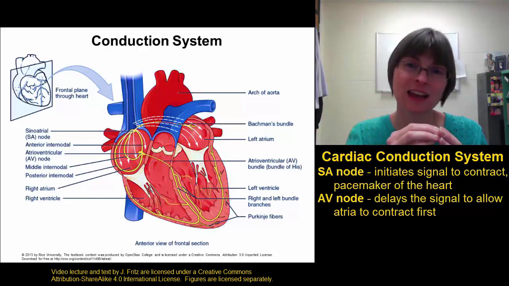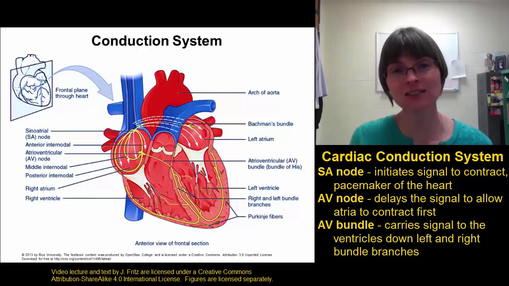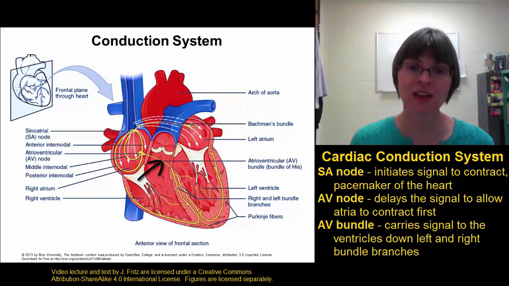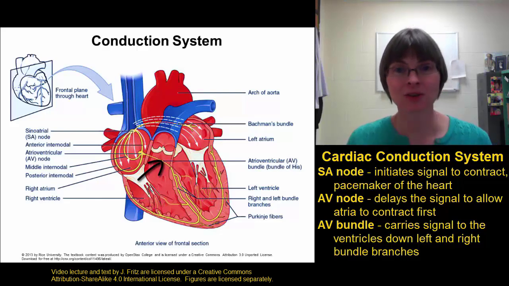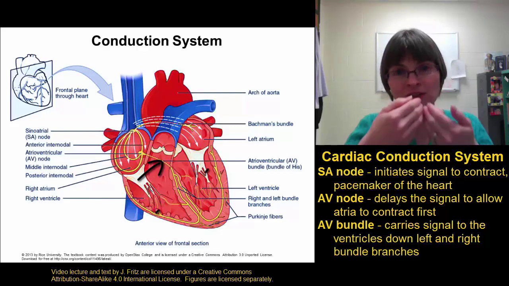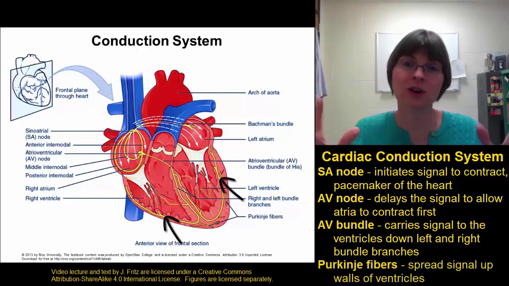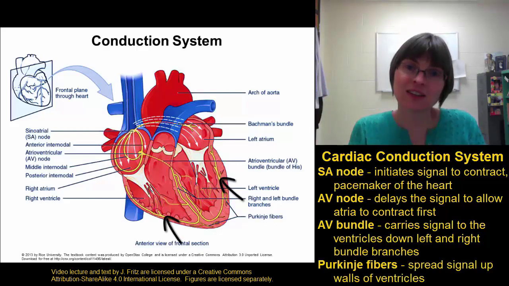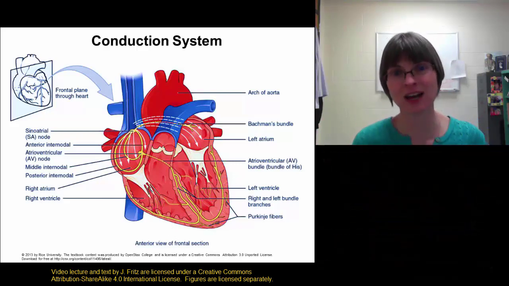Once we've had a little delay in the AV node, then the signal spreads to what we call the AV bundle. The AV bundle are specialized cells that carry the signal to the ventricles, and they are right here, sort of at the top of the interventricular septum. The AV bundle divides into left and right bundle branches that come down the interventricular septum to the apex of the heart. Once we reach the apex of the heart, then the signal spreads upward through the walls of the ventricles through what are called the Purkinje fibers. This is going to send the signal to all the cells of the ventricle so all the cells of the ventricle can contract at the same time.